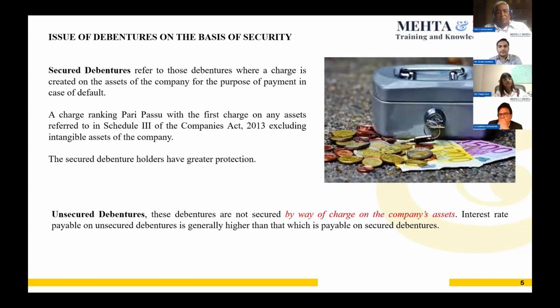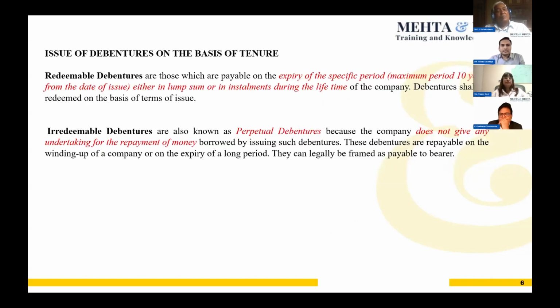Go ahead, Rohan. So if debentures are bifurcated on the basis of the tenure of their issue, they can be termed redeemable debentures as well as irredeemable debentures. Redeemable debentures are those which are fully payable on the expiry of a specific period as per the terms of issue, but the maximum period of the tenure is 10 years from the date of issue. And such debentures can be repaid either in lump sum or in installments during the lifetime of the company based on the terms of the issue.